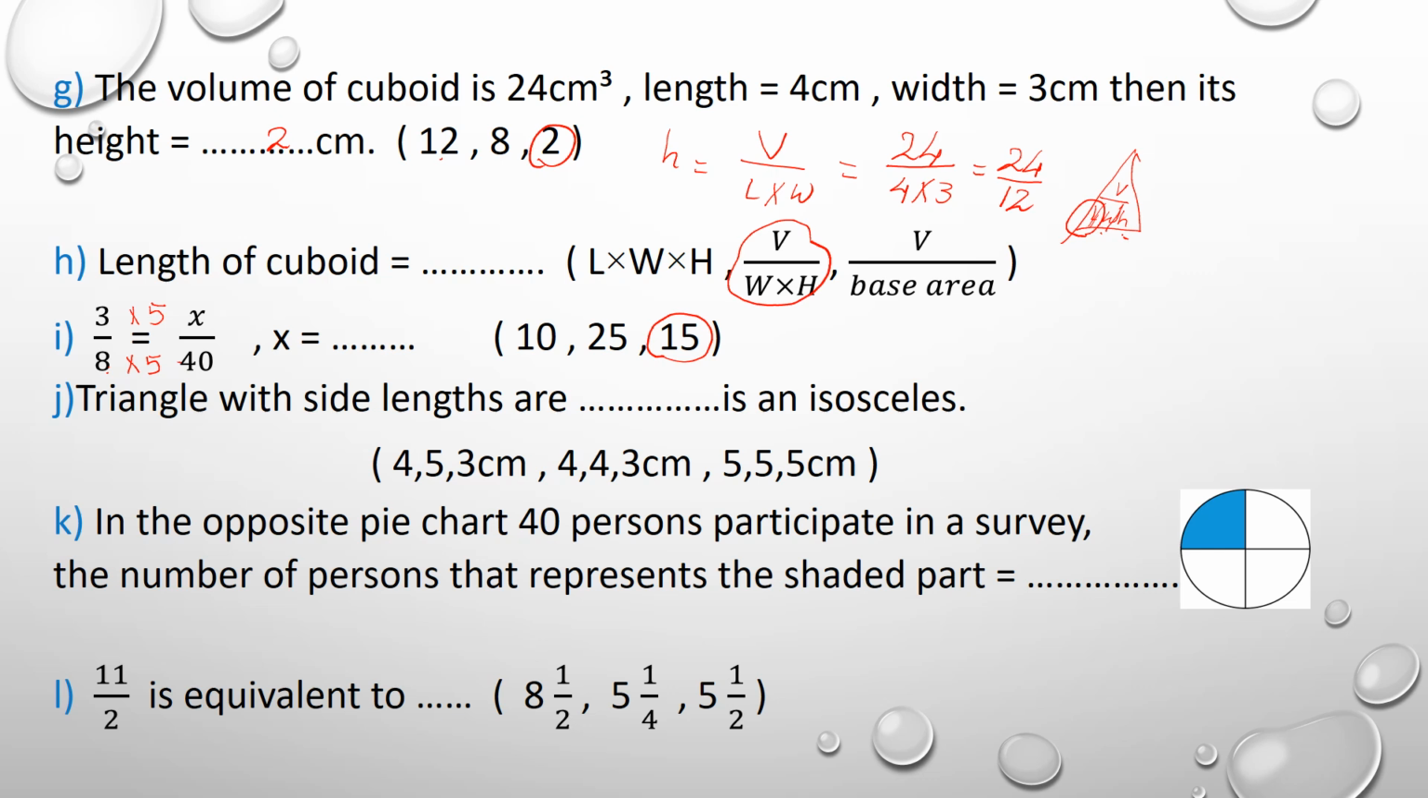Triangle with side lengths dots is an isosceles triangle. As we said, isosceles triangle has two equal sides and two equal angles. So I'm going to choose the second choice.